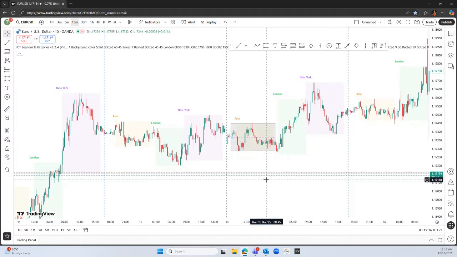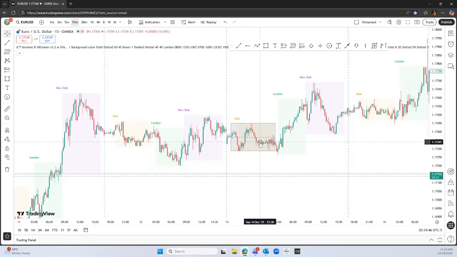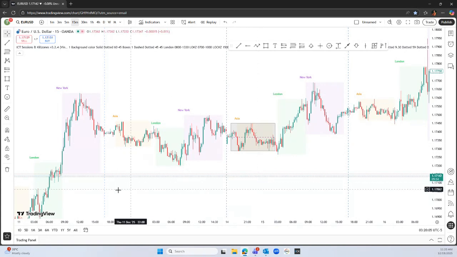The Asian session tends to create consolidation. Why? Because liquidity is lower, institutional volume is lighter, and major banks in London and New York are offline. Common traits of the Asian session: tighter ranges, slow price movements, accumulations, and fake outs or fake breakouts. The Asian session often sets the range, builds liquidity, and creates imbalance zones for later.